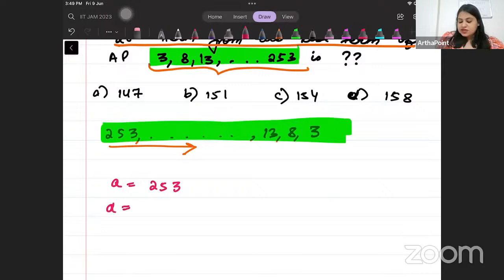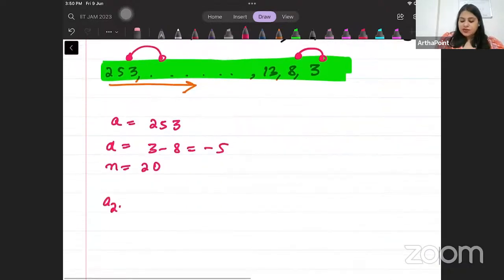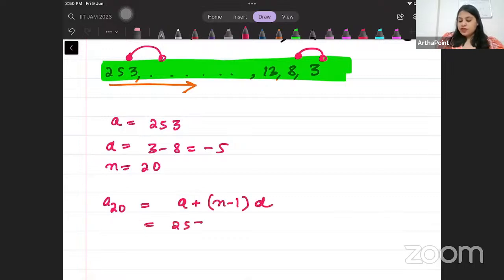The difference, how do you find the difference? The difference is this term minus this term. So it will be 3 minus 8, which will be minus 5. N is 20, I know. So what will be the 20th term, beta? It will be a plus (n minus 1) d. So 253 plus (20 minus 1) into minus 5.